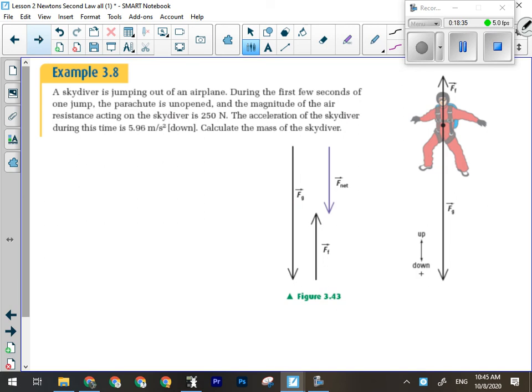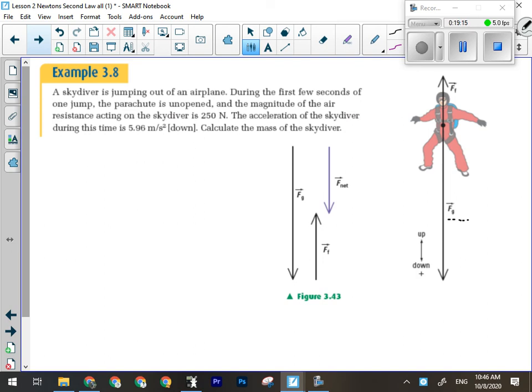Did you guys do the skydiver questions? Yeah. All right. So this is an elevator question. Even though the skydiver is falling, it's still an elevator. They're moving vertically. There are two forces. There's the force of gravity, so they've drawn the free body diagram for you, force of gravity here, and the force of air resistance, or friction, that's acting upwards. They tell us the acceleration of the skydiver, and they tell us the force of friction, or air resistance. We want to calculate the mass of the skydiver, so it's essentially the same as what we just did with the hoist.